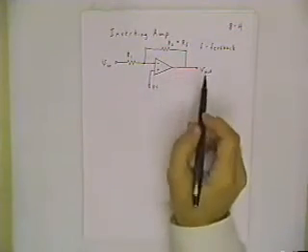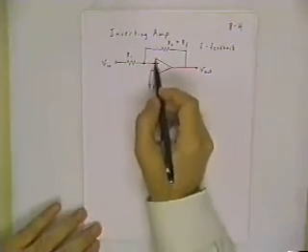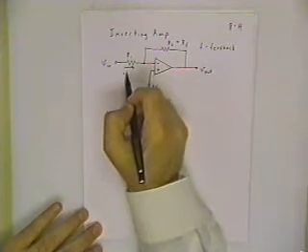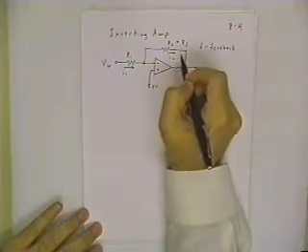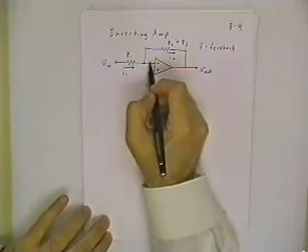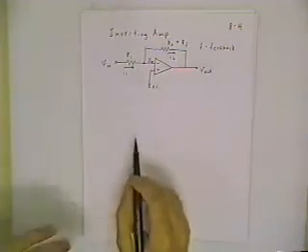But the way we're going to figure out how the output relates to the input is simply to apply the ideal model of the op amp and the Kirchhoff laws. So let's call this I1 and I2. Remember what I said about the ideal model? The current in this wire is 0.